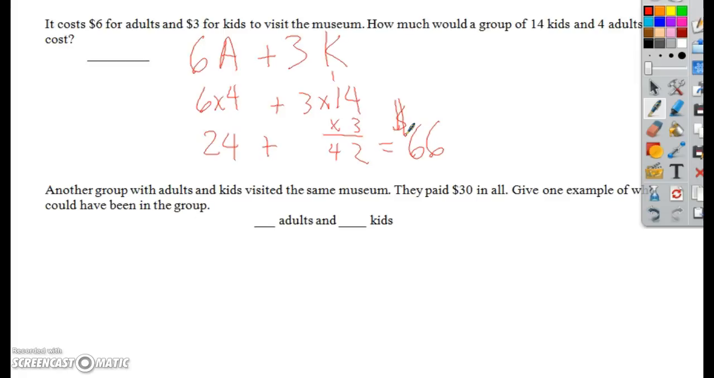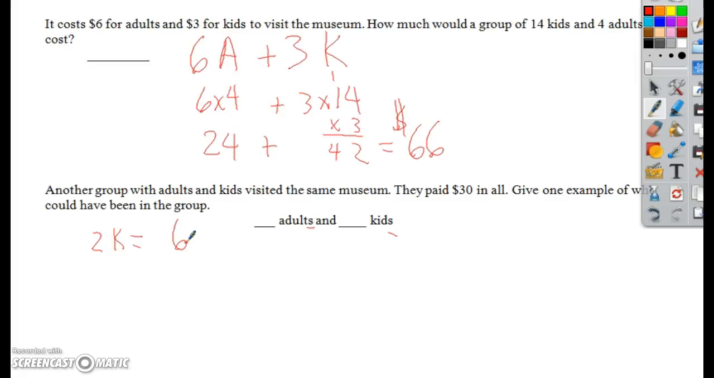So I can start out with some kids. And notice this says adults and kids. So we got to have at least 2 of each. So why don't we just try that first? Let's try out 2 kids. 2 kids at $3 each. That would equal 6 bucks.